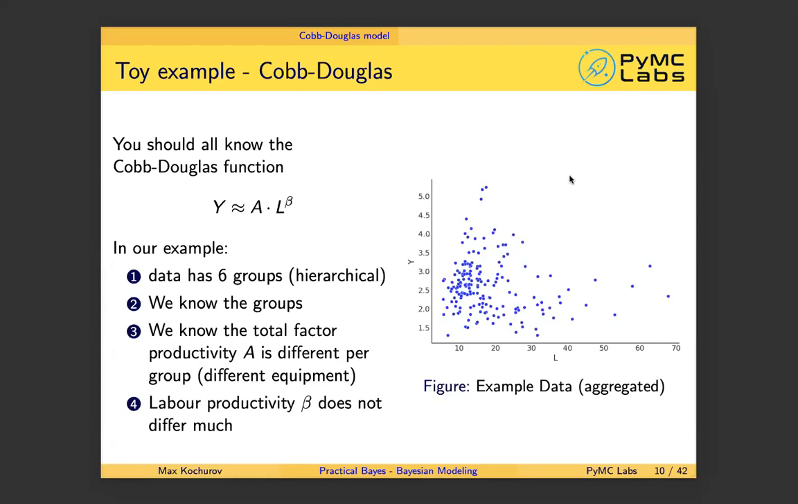We will have some groups. We will know mostly everything about those groups. And we will also take into account the difference between those groups, and specifically the total factor productivity. You can interpret this as how efficient you are in producing anything, regardless of labor investment or capital investments made.